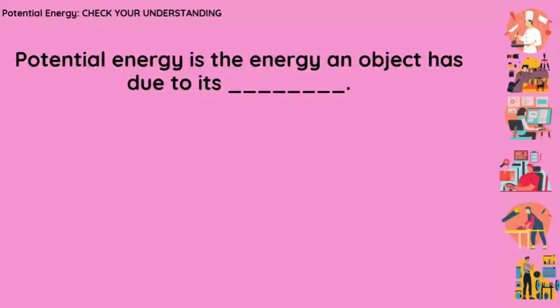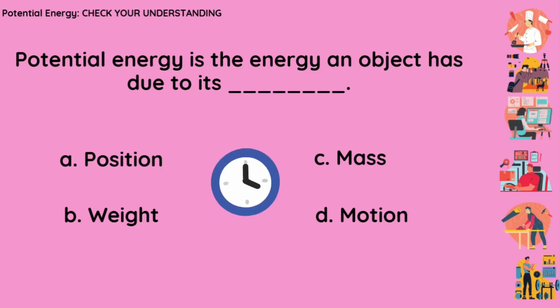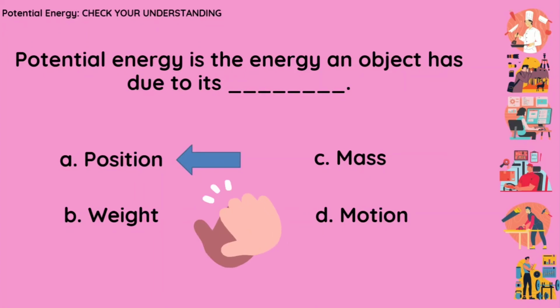Okay, let's check your understanding. Number 1, potential energy is the energy an object has due to its... Kung tinandaan nyo, nasabi yan sa unang part ng discussion. Letter A, position. B, weight. C, mass. D, motion. 5 seconds. Time's up. What is your answer? If your answer is letter A, then you are correct. Potential energy is the energy an object has due to its position. The higher the position is, the greater the potential energy.